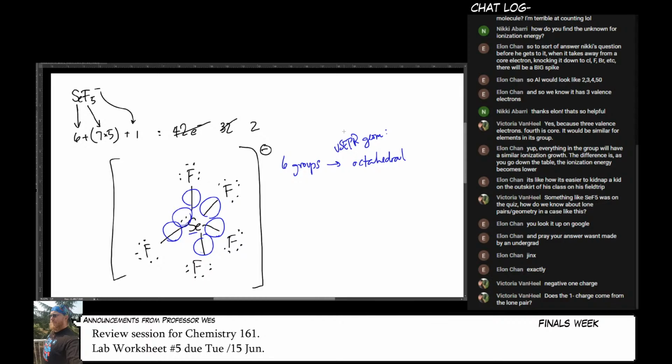Now, of those 6 groups, one of them is an electron pair. So we have to look at what member of the octahedral family has 1 electron pair in it. And so that was square pyramidal.